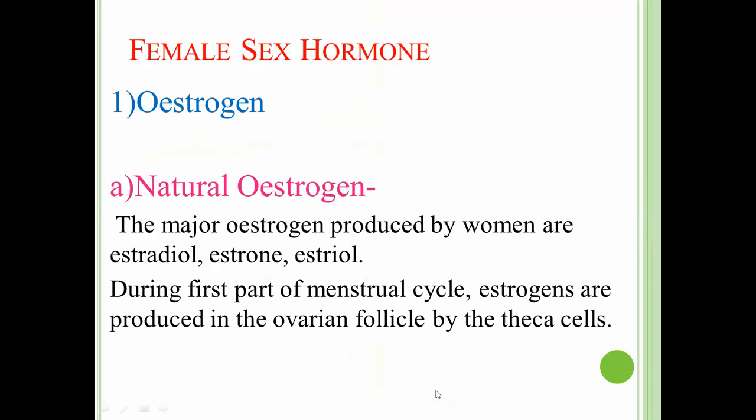The next point, female sex hormone, in which first is estrogen, natural estrogen. So mainly the female reproductive system's secretions or hormones are estrogen and progesterone. So first one, natural estrogen.